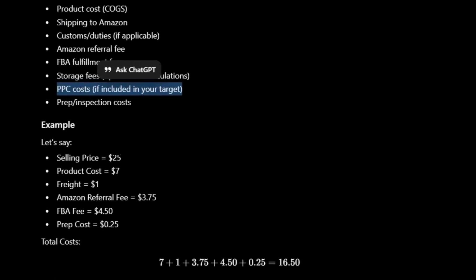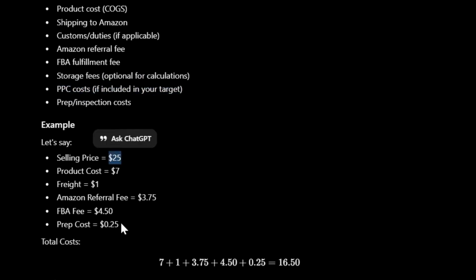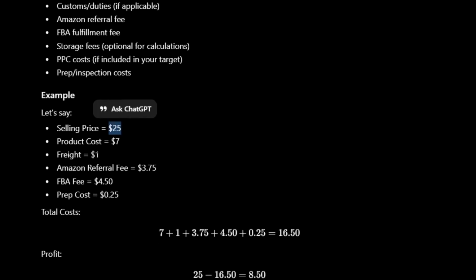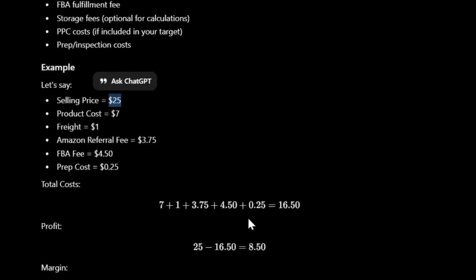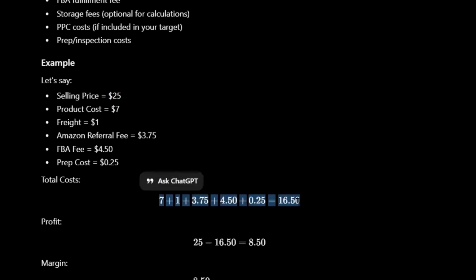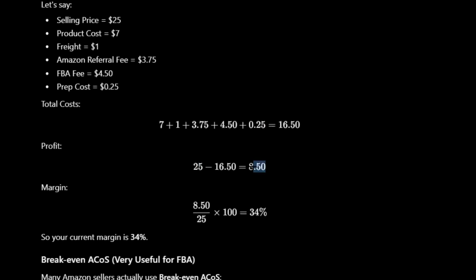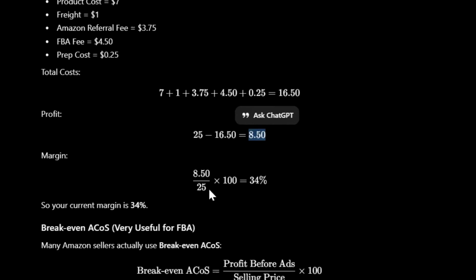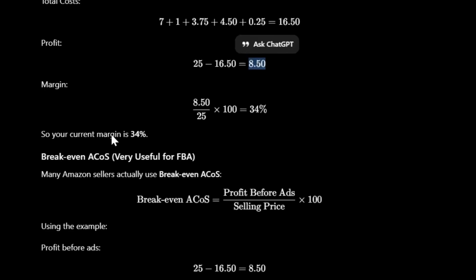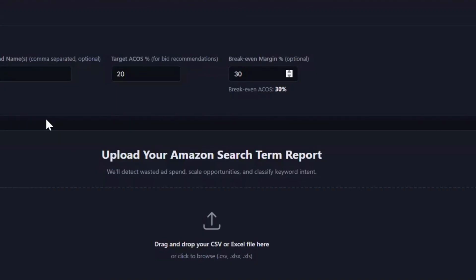For example, we have a selling price of $25. All of the other costs included are 7, 1, 3, 4, and so on. If we add all of our costs, they come down to 16.5. Our selling price, let's say, is $25. And if you subtract your cost from the selling price, our margin now is $8.5. You can divide 8.5 by 25 and you'll get your break-even margin, right? Once you have it, just place it in here.